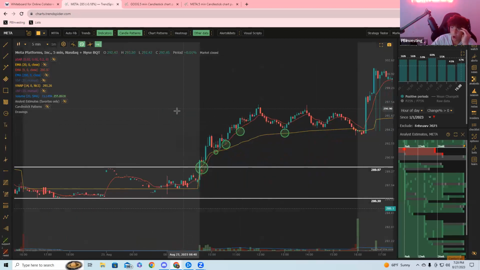Also, guys, always mark your high of days and low of days. This is your first high of day, and we rejected off that exactly to the T. Check that out. We rejected off the high of day.